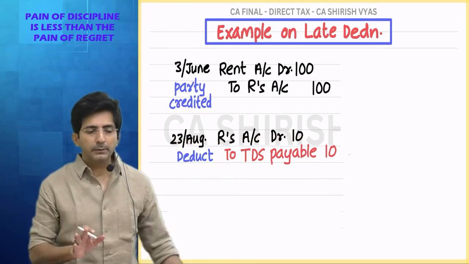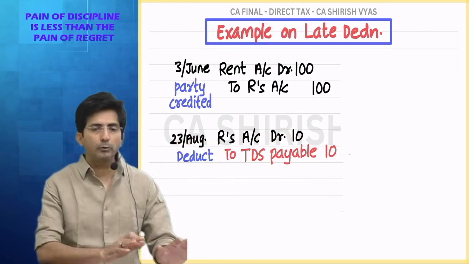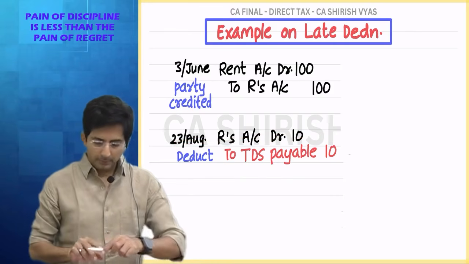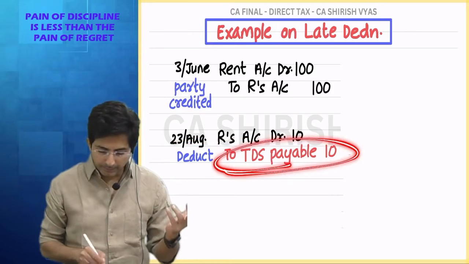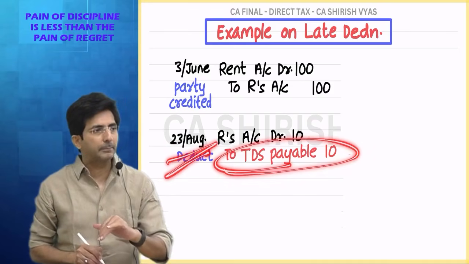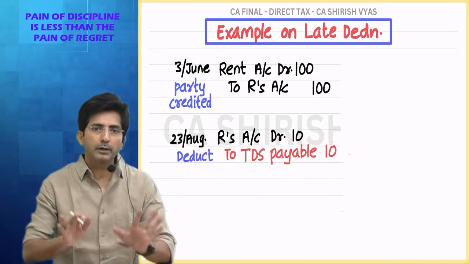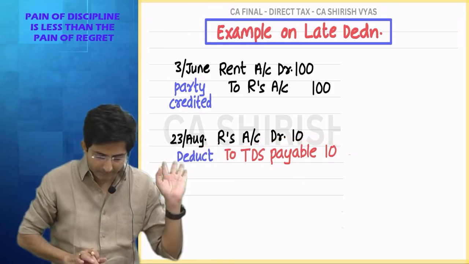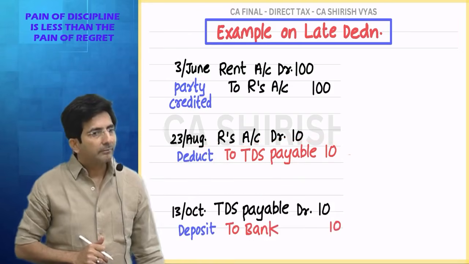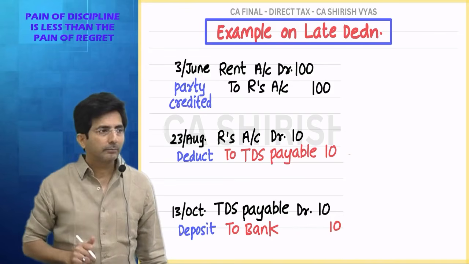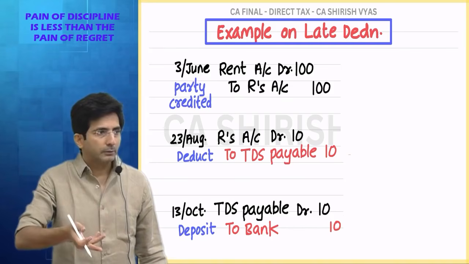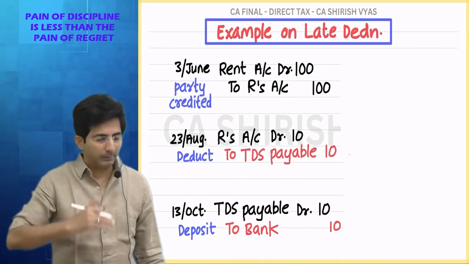Still, what the law says is, whether you create the liability on time or you create it late, make sure you deposit by 7th of the next month. So here I created a liability in August, so I have to deposit by 7th September. But again, here also I made a mistake. I should have deposited by 7th September. See when I deposited. 13th October. See, purposely I am making more defaults so that I can explain the example exhaustively.